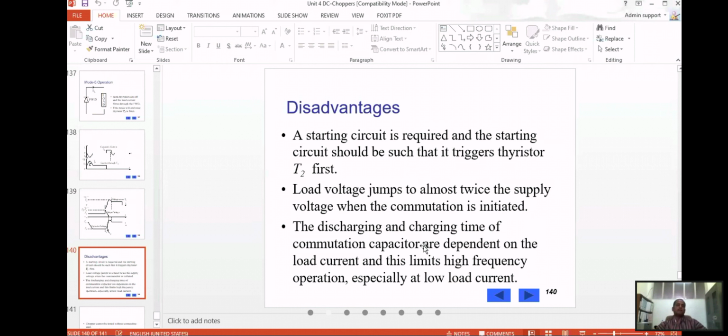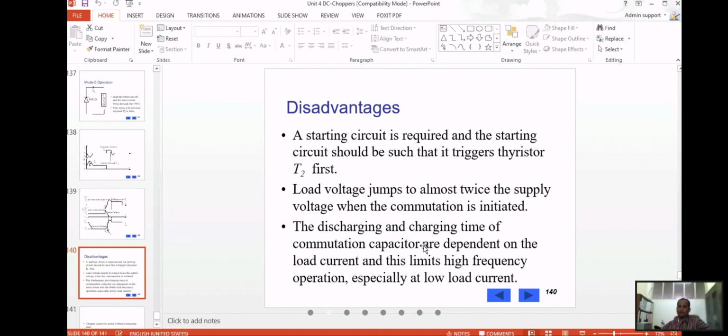Initially you need to charge the capacitor, and the load voltage will jump to almost twice the supply voltage. So the load voltage will be more than two times the supply voltage when the commutation is initiated. The discharging and charging times of the commutation capacitors depend on the load current, as we have seen in the formula also. This limits high frequency operations, especially at low load current.